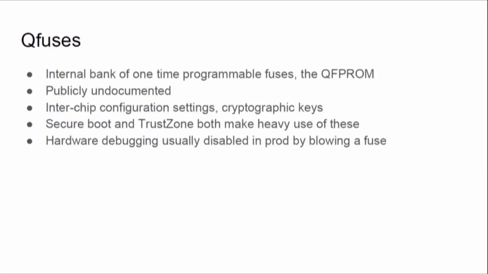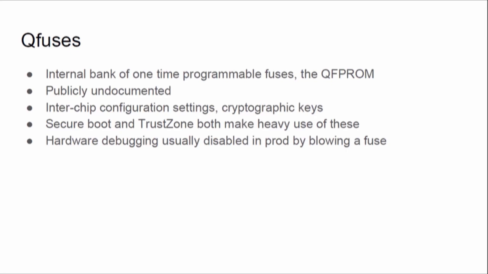So modern systems on a chip are a lot more complicated than they used to be. And one of the things you run into is something called a Q-fuse, at least on Qualcomm devices. Samsungs have their own similar, depending on the chipset. But it's a bank of one-time programmable fuses. There is very little public documentation about what controls what. But these are one time. Once you blow the bit, you're not really supposed to be able to change it back. And hardware debugging is disabled in production devices by blowing one of these bits. Supposedly, the factory has a way to re-enable it, but I haven't been able to figure it out, and I don't know anyone else who's mentioned being able to figure it out either.